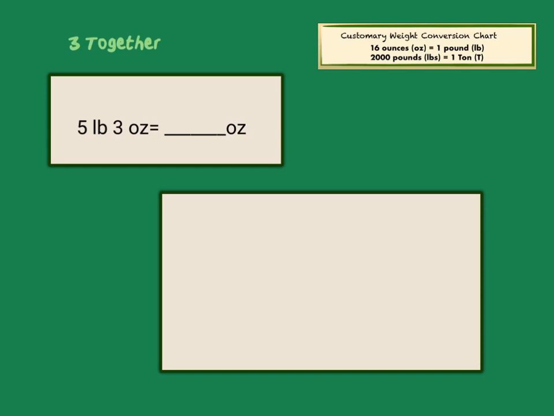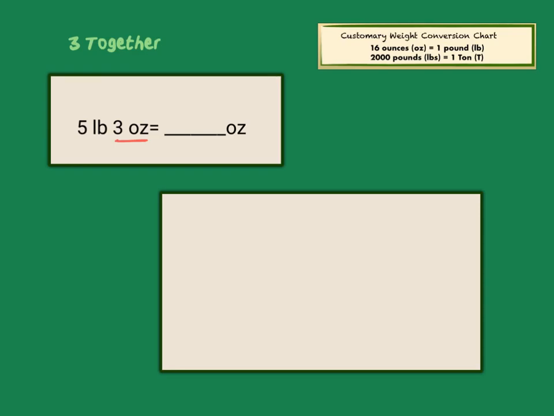Here we're starting with 5 pounds, 3 ounces, and we're moving to ounces. This one is broken up where we have some pounds and we have some ounces. Now, luckily, the ounces here match my final unit. So I'm going to forget about them for a minute, and I'm going to work on converting the 5 pounds. So I'm just going to underline this because I'm going to come back to it.